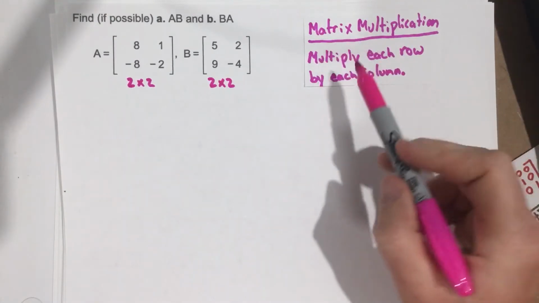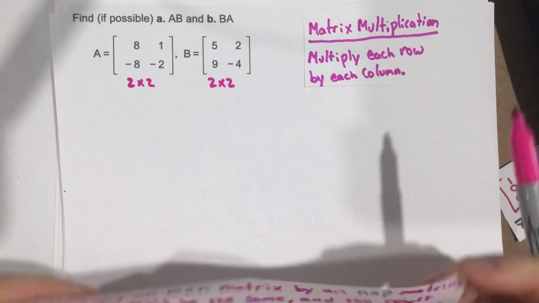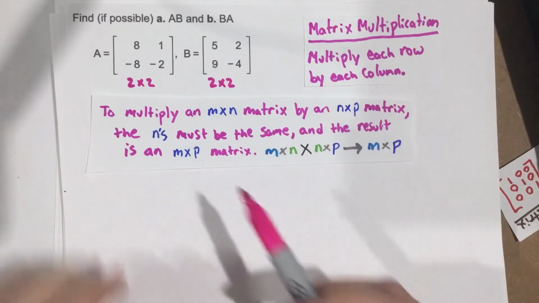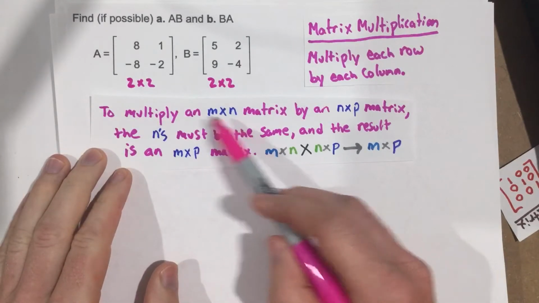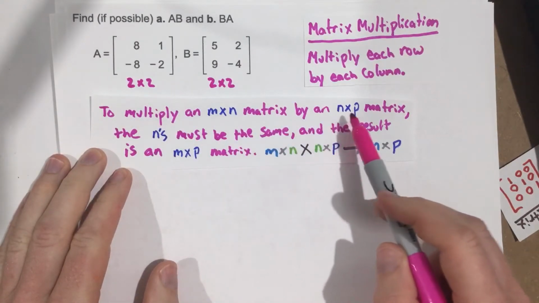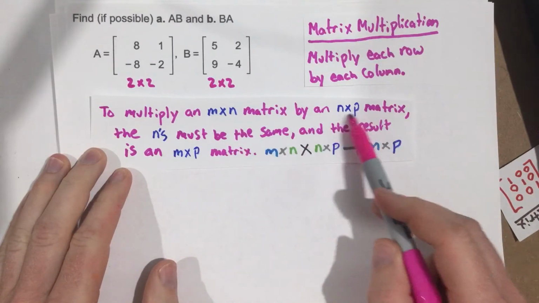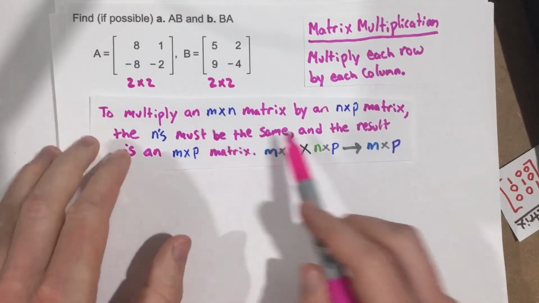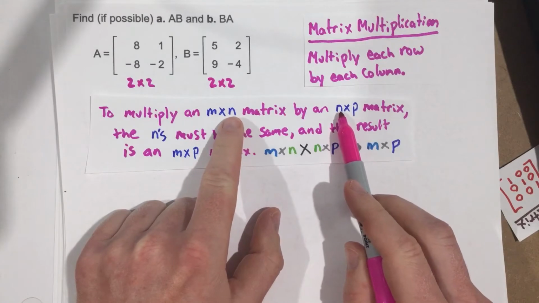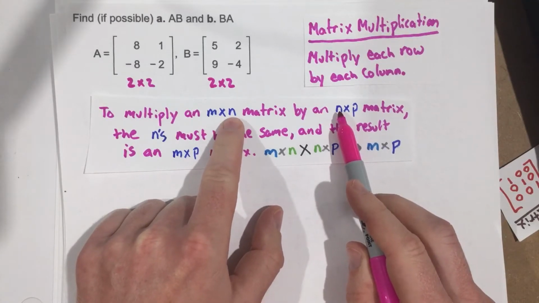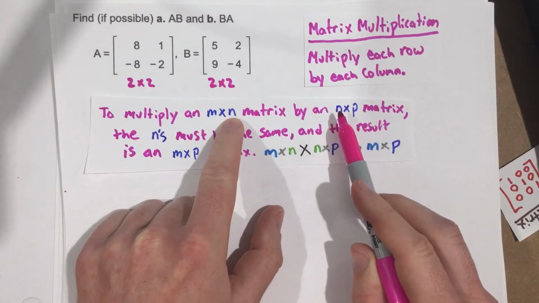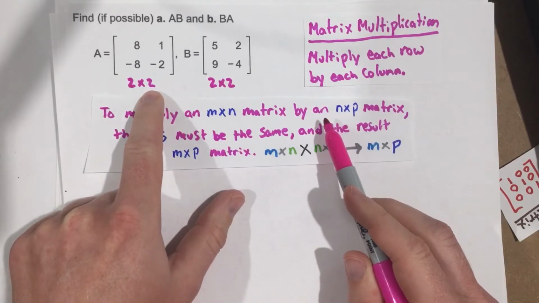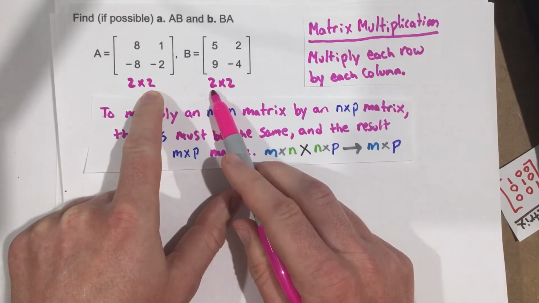To do matrix multiplication, we're going to multiply each row by each column. But in order to do that, there's a really important piece of information that we need to make sure that we have. To multiply an m by n matrix, so in our case a 2 by 2 matrix, by an n by p matrix, just meaning they're two different matrices, so this would be our other 2 by 2, the ends must be the same. The ends are the middle, where you've got the columns and the rows. So the columns of the first matrix have to match the rows of the second matrix. As you notice, the columns of our first matrix do match the rows of our second matrix.